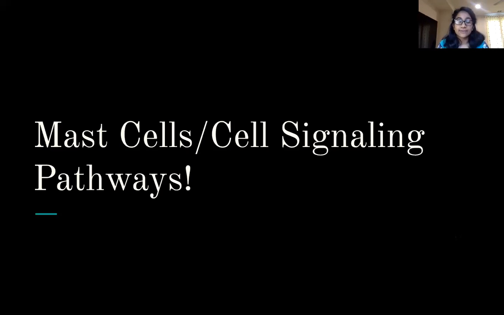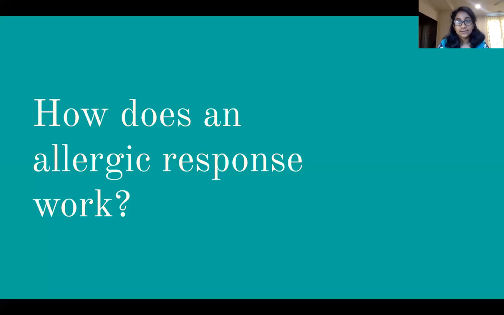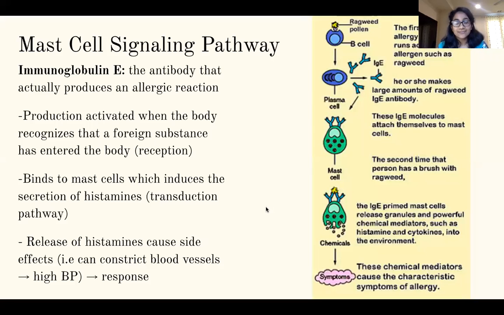Now I'm going to get into what mast cells are and how they play a role in food allergies. Before you understand what mast cells are and how we can prevent food allergies, you need to understand how an allergic response works. The positive thing is that it's very similar to what we've already learned in chapter 11 on cell signaling pathways. Essentially, an allergic response occurs through a cell signaling pathway.